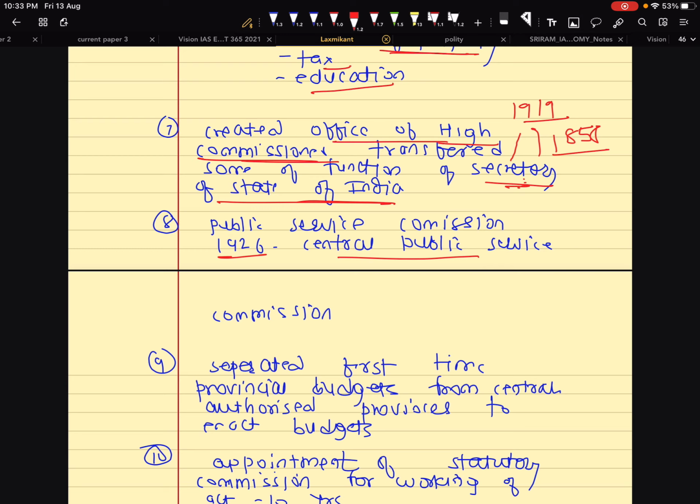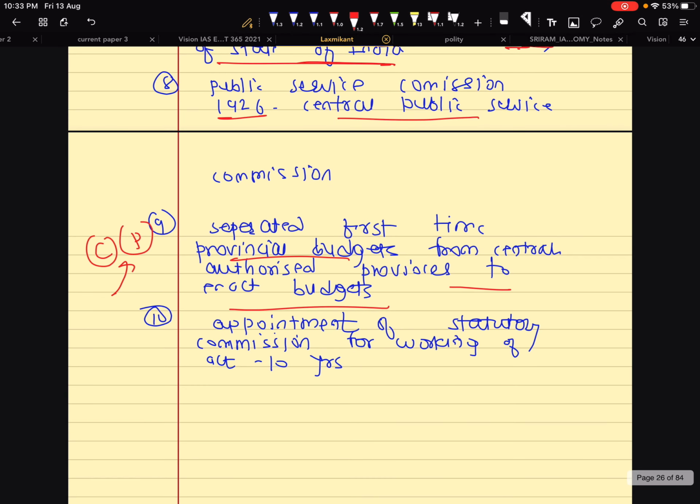This is the first time they separated the provincial budget from the central budget, and the provinces were authorized to enact their own budgets. Not only did they separate the central and provincial budgets, but the provinces were also empowered to enact their own budget.